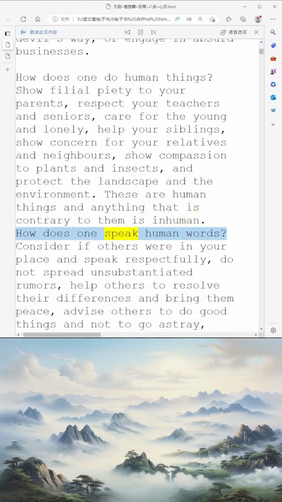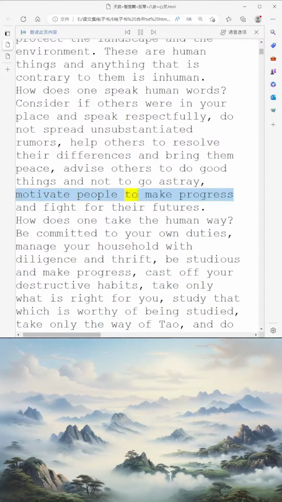How does one speak human words? Consider if others were in your place and speak respectfully. Do not spread unsubstantiated rumors. Help others to resolve their differences and bring them peace. Advise others to do good things and not to go astray. Motivate people to make progress and fight for their futures.